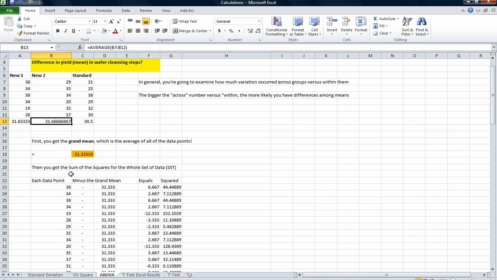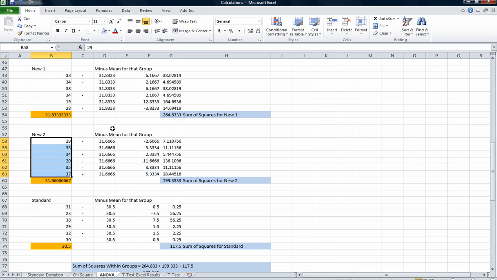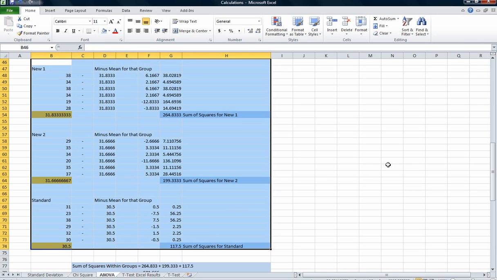Its mean is 31.66, and here are all the data points individually. So you would copy and paste those here and go through it. 29 minus 31.66, which is right here, equals negative 2.6666, times it by itself. You get 7.11. You sum them, and you get the sum for that group. We would do the same thing for the standard group, and then we need to get a total calculation, which is the total amount of variation that exists within groups.